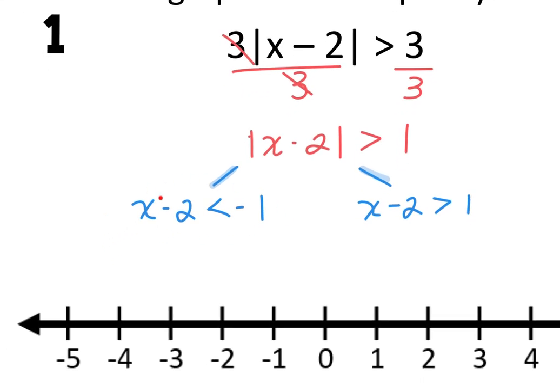You don't have to write the negative case first. Again, I just like to do it because now when I have my final answer in the graph, it just makes more sense, because I have my lower value first.